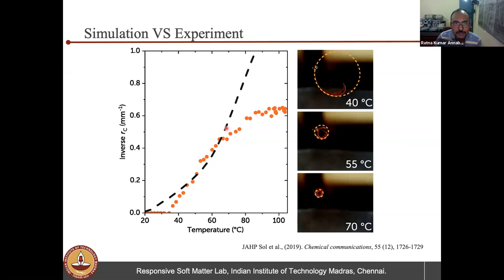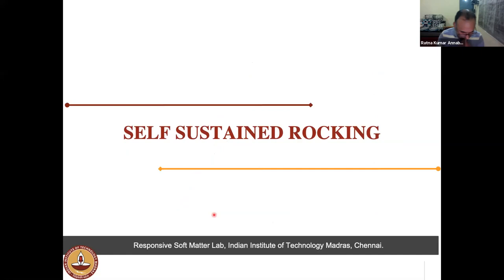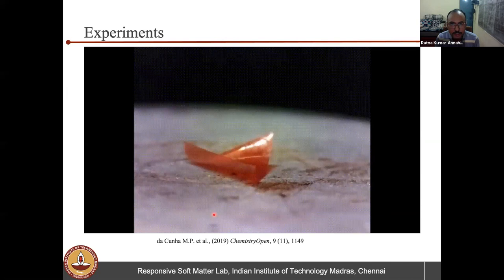So that is one problem that we have studied, and then our collaborators were working on another interesting problem wherein they have made a triangular liquid crystal film, which is kept on a hot plate.